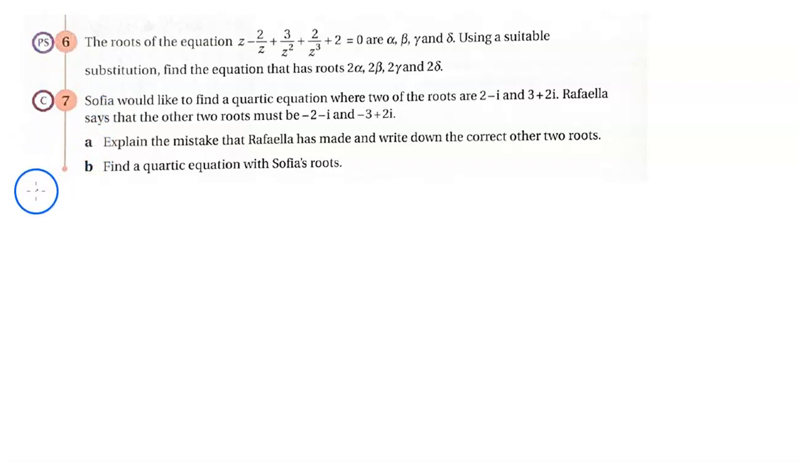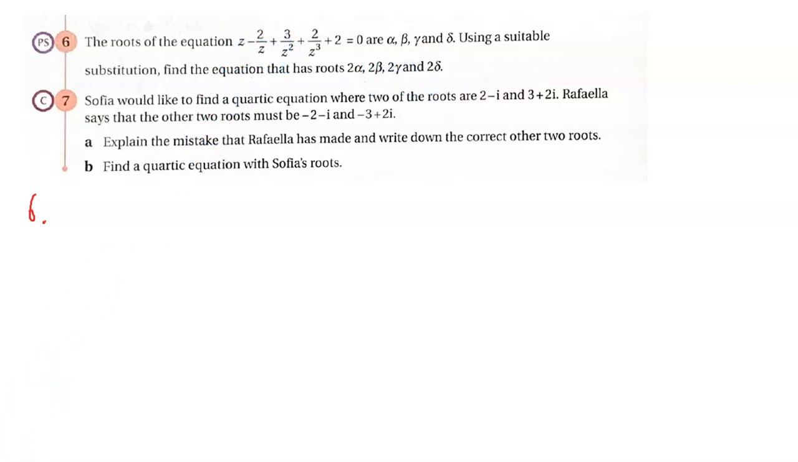Okay, let's take a look at question 6 from exercise 1.3a. The roots of the equation z minus 2 divided by z plus 3 divided by z squared plus 2 divided by z cubed plus 2 equals 0 are alpha, beta, gamma, and delta. Using a suitable substitution, find the equation that has roots 2 alpha, 2 beta, 2 gamma, and 2 delta.